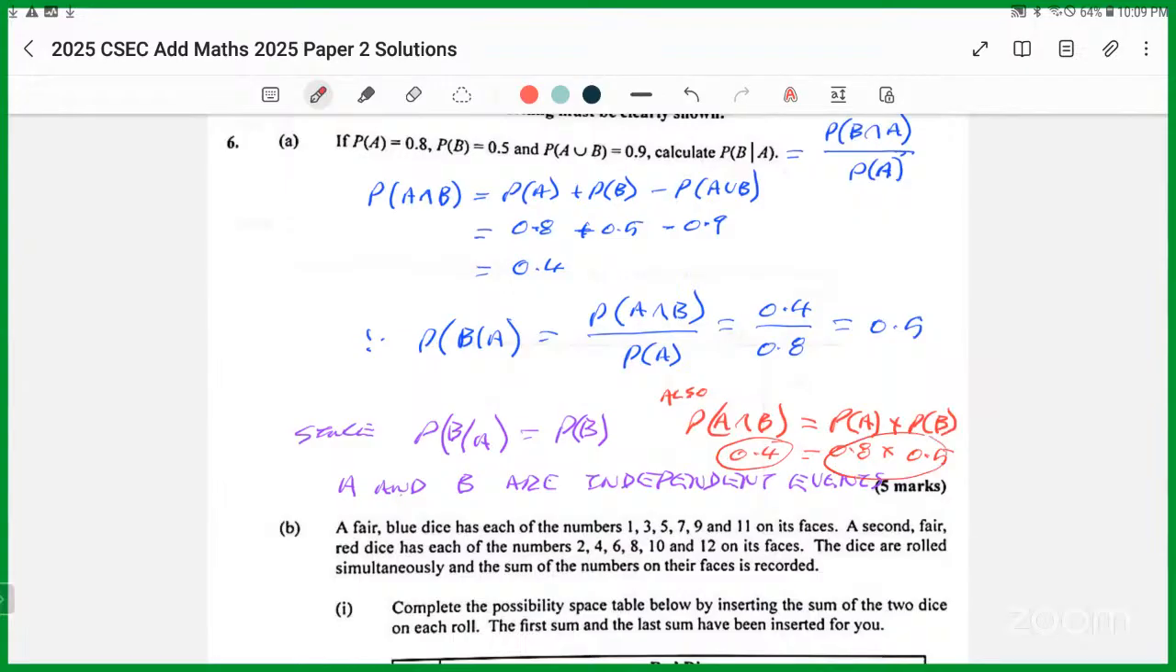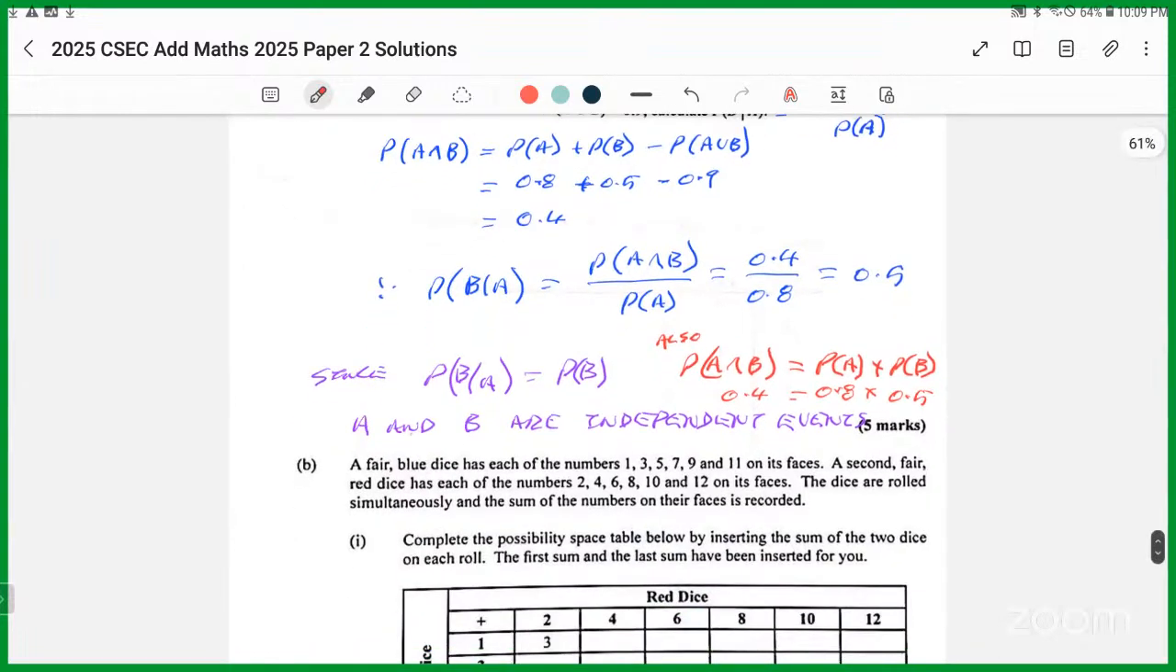Half of 0.8 is 0.4. That's another proof, and that's why they're independent.